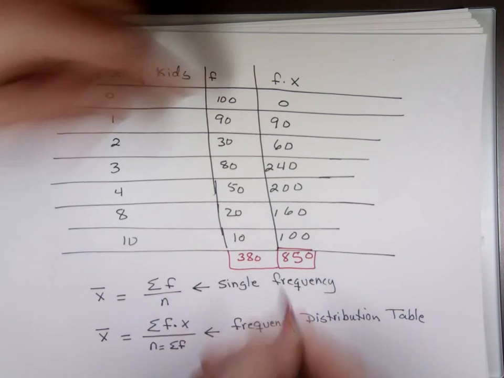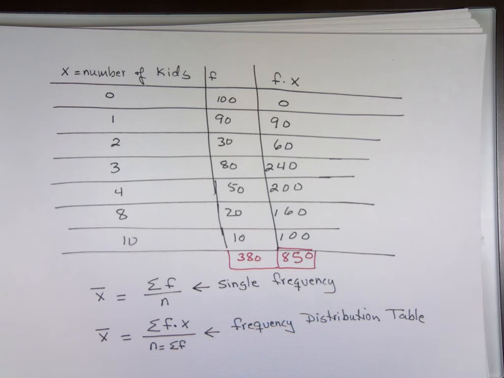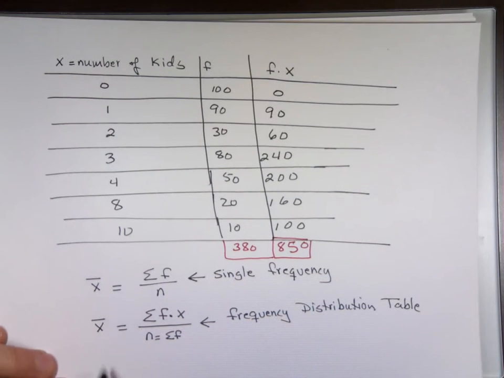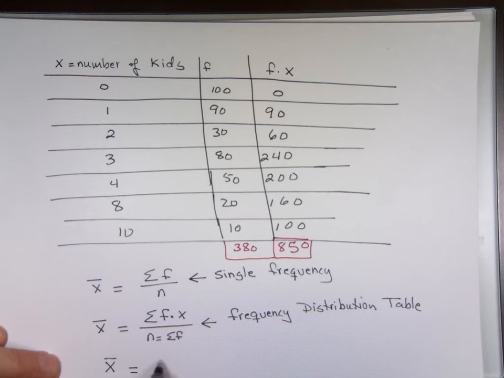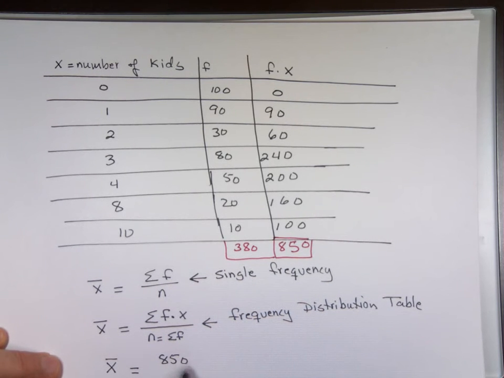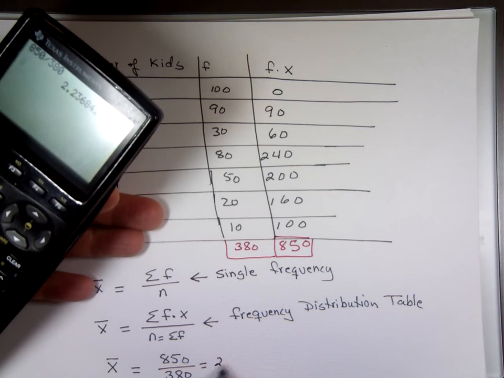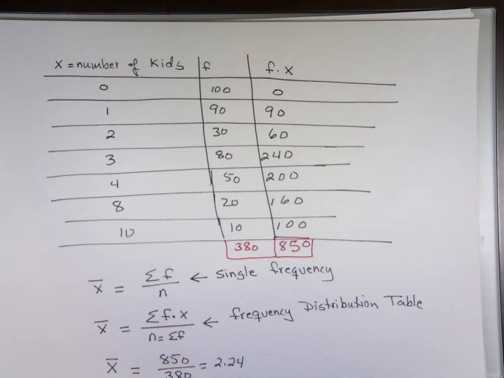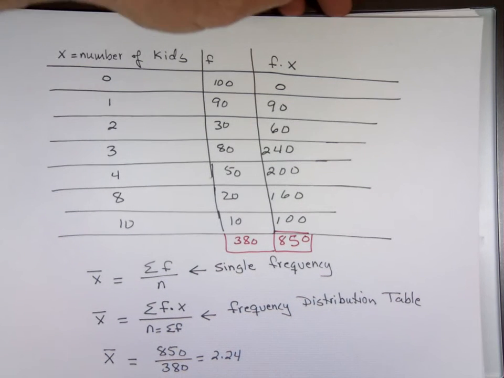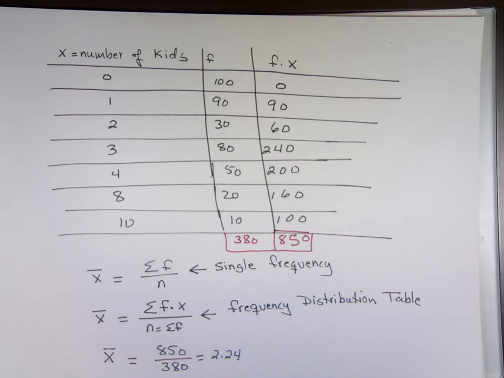So what's the average here? The average number of kids a family has, based on my study, is 850 over 380. 2.24. So an average family will have 2.24 kids. And that's how we calculate when you have a frequency distribution table.